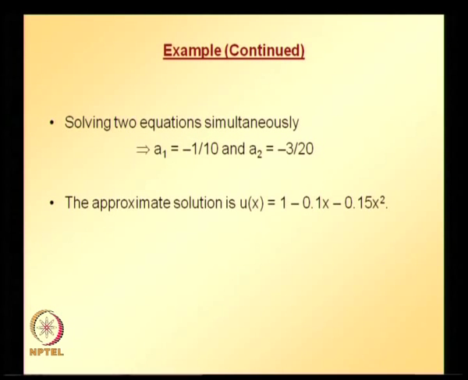Now you know what you need to do with these coefficients. You need to substitute back these coefficients A1, A2 into the admissible trial solution we started out with. What is the admissible trial solution we started out with? It is U equal to 1 plus A1 x plus A2 x square. So you substitute A1 equal to minus 1 over 10 and A2 equal to minus 3 over 20, and you get the approximate solution.